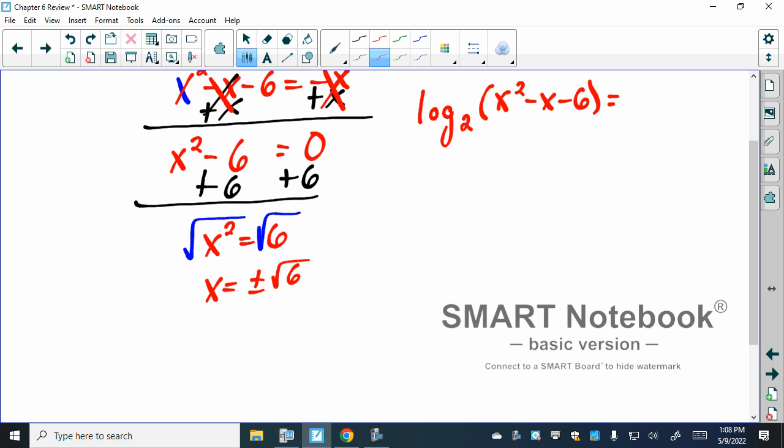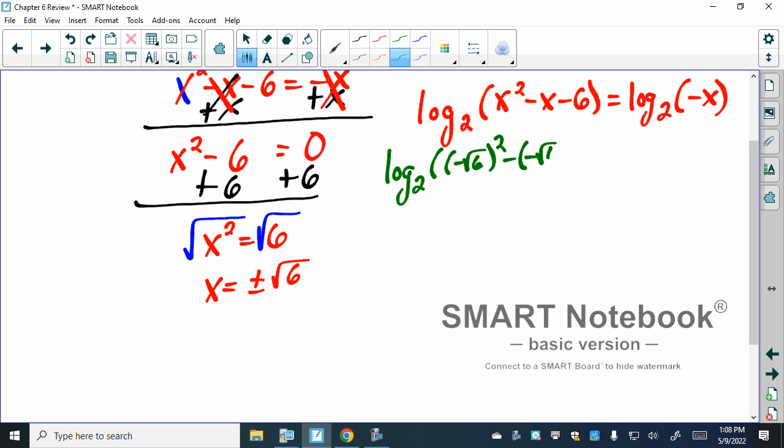So the original problem is this here. Now we do need to make sure that what's inside the log cannot be negative after we plug it in. Now the one that normally doesn't work is the negative. So if we looked at log base 2 of negative square root of 6 squared minus negative square root of 6 minus 6, that should equal log base 2 of negative square root of 6. And this is the one that normally leaves us with a negative inside the logarithm. Now, if we wanted to at this point, we could type this whole thing in the calculator to see, does it give us a negative number or 0?